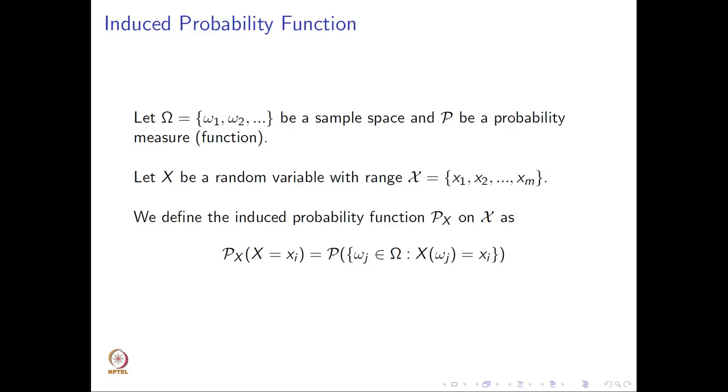From the previous example, we can define the concept of the induced probability function. Let omega be a sample space and p be a probability measure. Let x be a random variable which takes values in the range x1 to xm. The induced probability function px on x is defined as px, x equals small xi, equals the probability of the event comprising the elementary outcomes small omega j such that the random variable x maps small omega j to the value xi.